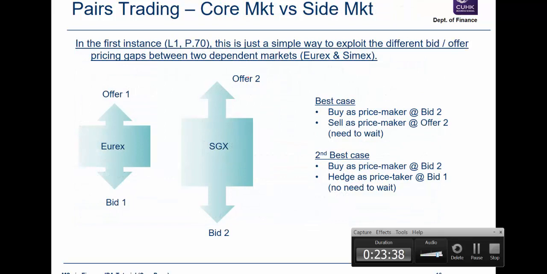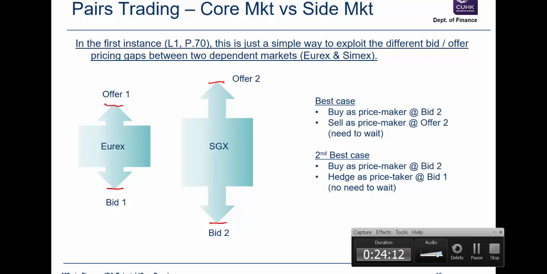There's an example. This is just my reinterpretation of what is going on, in diagram format. If you have two markets, the Eurex, so this is the bid level, this is the offer, and the Singapore exchange, you can see the bid offer is wider.